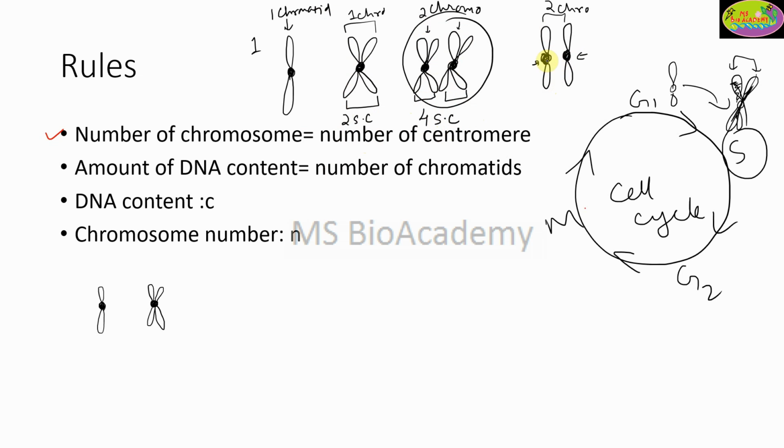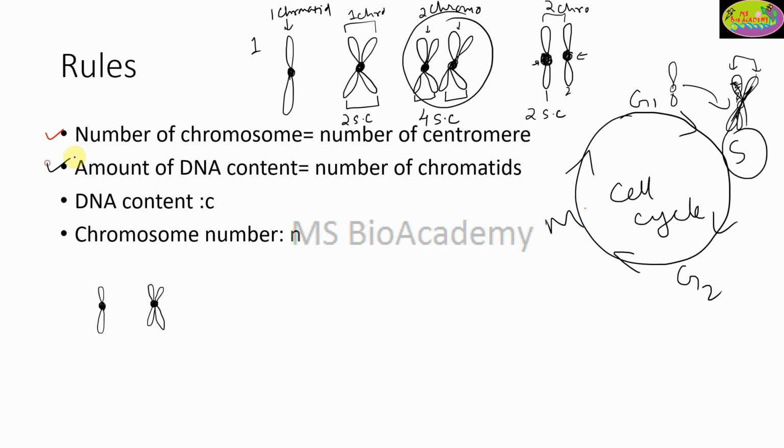Similarly, see here, since there are two centromeres, there are two chromosomes. But what about the chromatids? This is one sister chromatid, this is the second sister chromatid, so two sister chromatids are there. So easy, this concept is clear. Wherever you see such images, just find the number of sister chromatids and chromosomes this way. So this is clear.